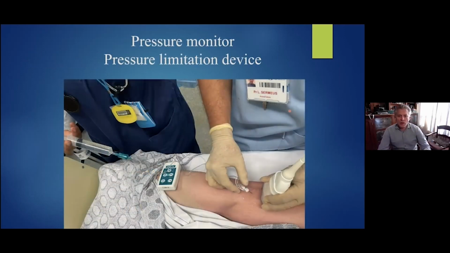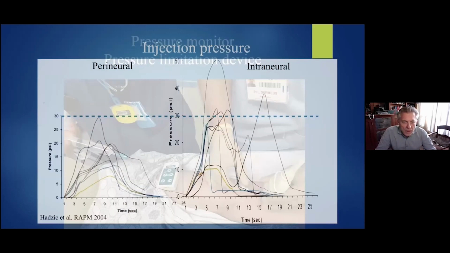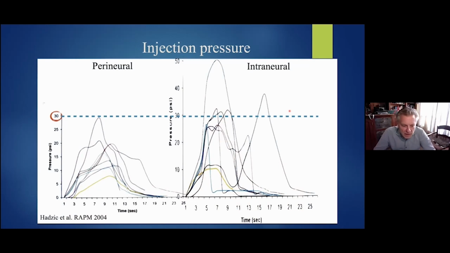What about a pressure monitor or a pressure limitation device? Well, in a study from Adzik in 2004, he looked at the injection pressure when he was perineurally and the injection pressure when he was intraneurally. And what you see is an increase of most of the pressures when you are intraneurally. High pressure could mean that you are intravascular.